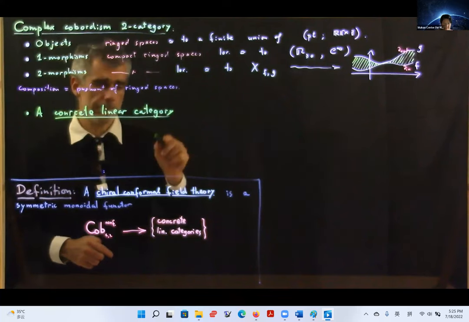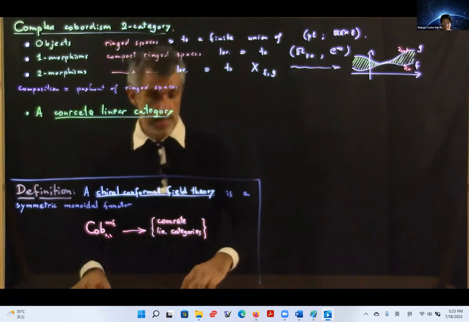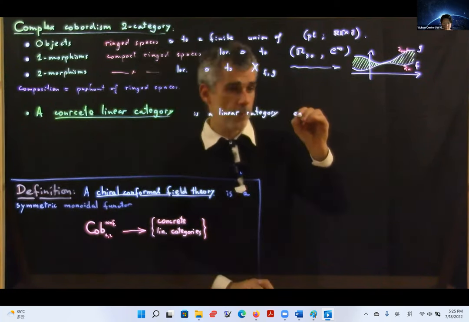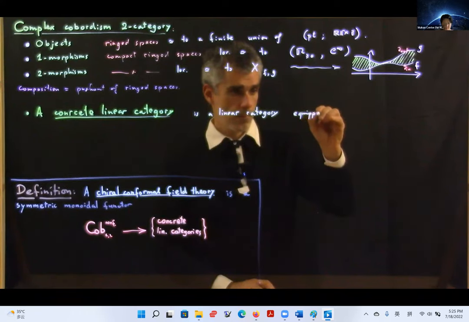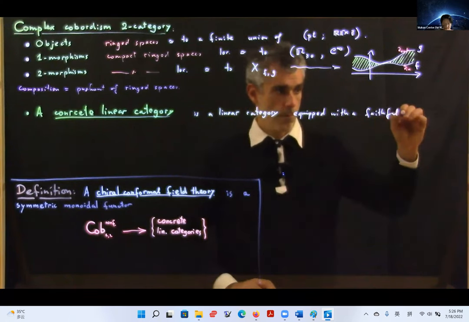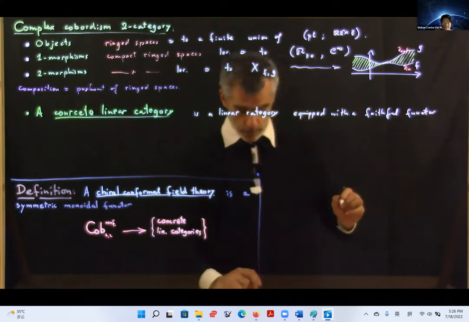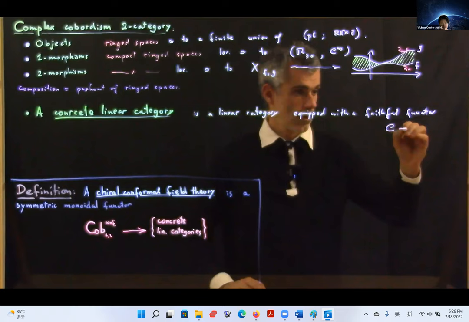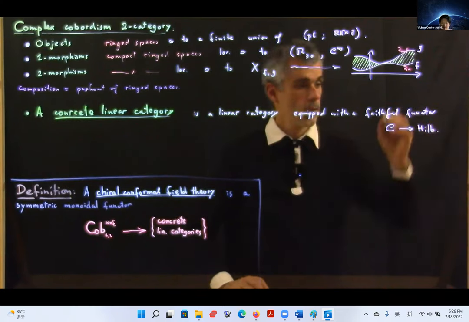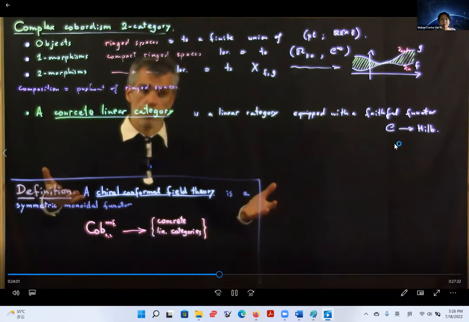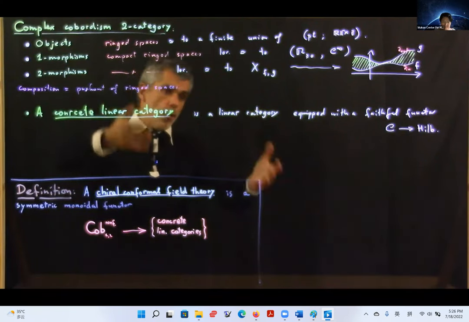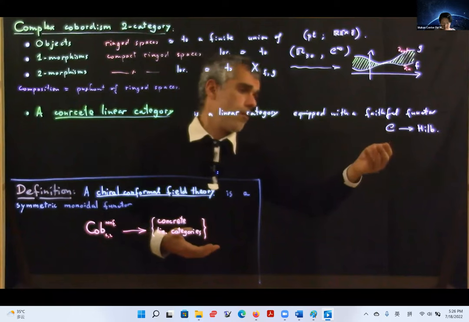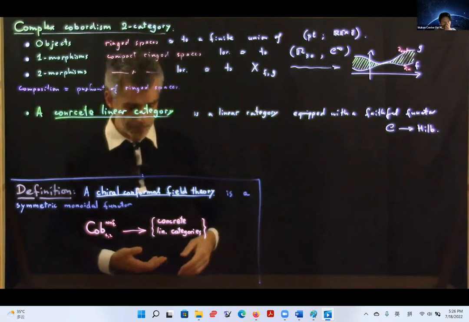A concrete linear category is a linear category equipped with a faithful functor down to the category of Hilbert spaces. So think of it as the category of unitary representations of a group. You have the category, but then given a representation, you can forget the action and you just get the underlying vector space, or the category of representations of an algebra, again with an underlying vector space. And there is a notion of functor between such things.